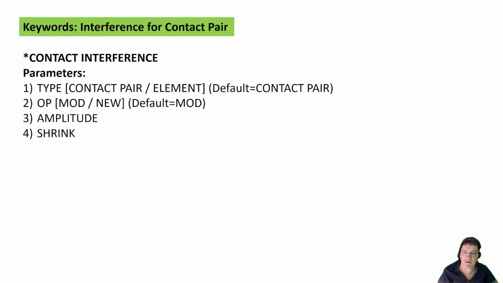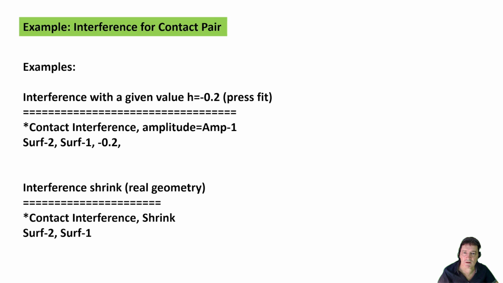The definition of an interference can be activated in the keyword contact interference with some additional parameters. The option shrink is used for a real geometric interference fit. Two keyword examples for the contact controls give you a short overview. The first example defines an interference fit of 0.2 mm. The value must be negative. The second example shows the option shrink for a real geometric interference.